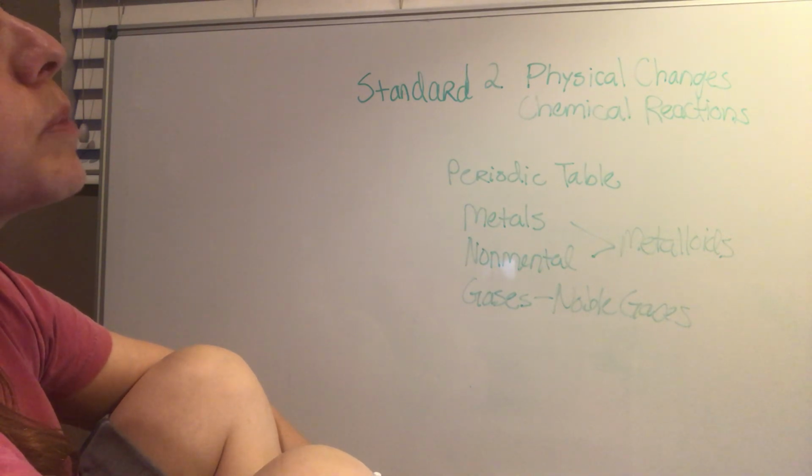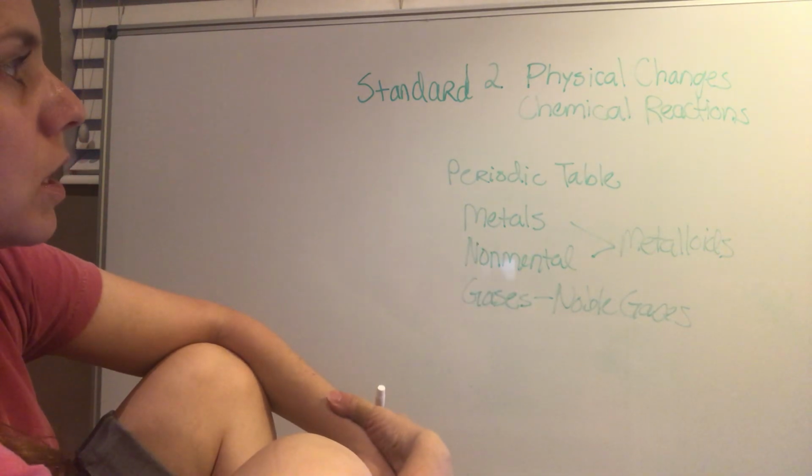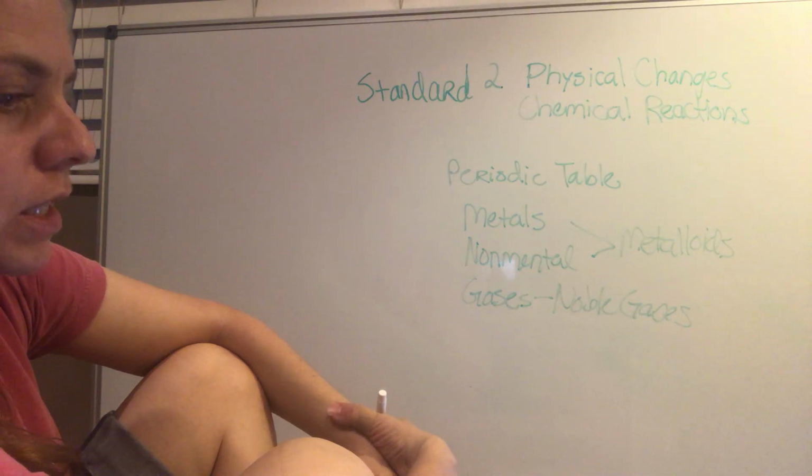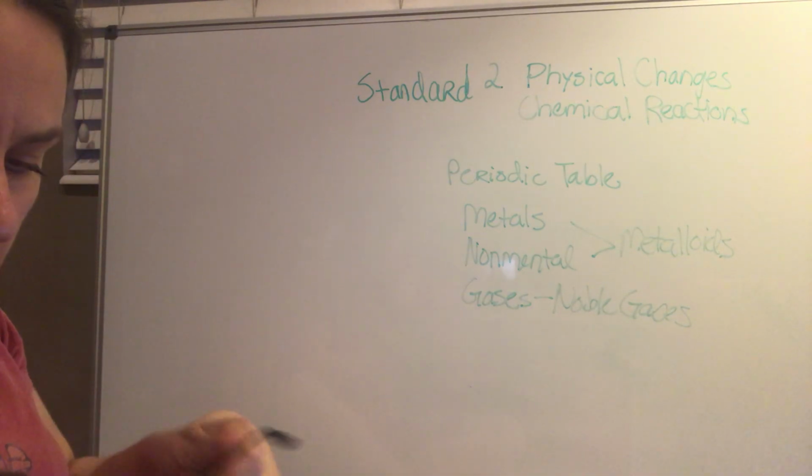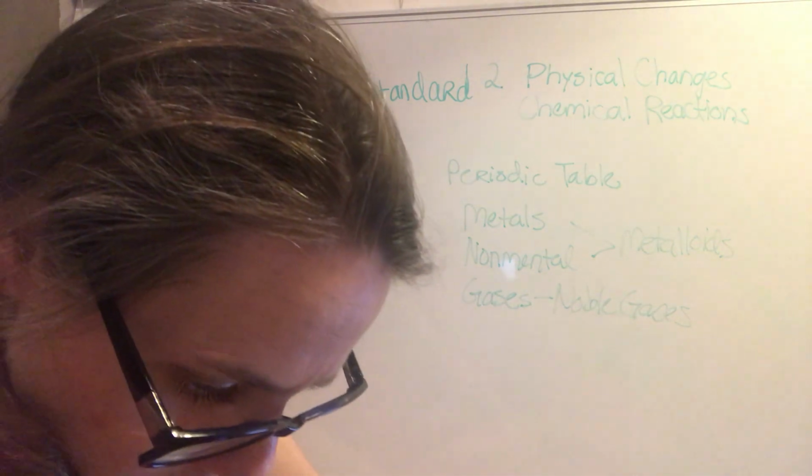A substance has superpowers, and elements also have superpowers. And so that's one thing we need to understand about the periodic table and metals.